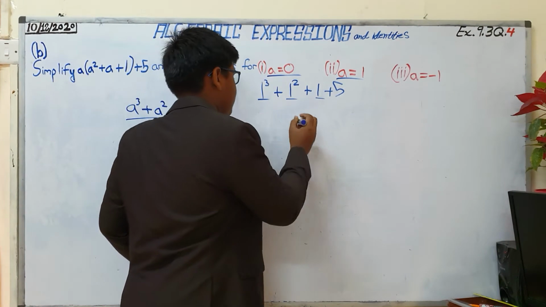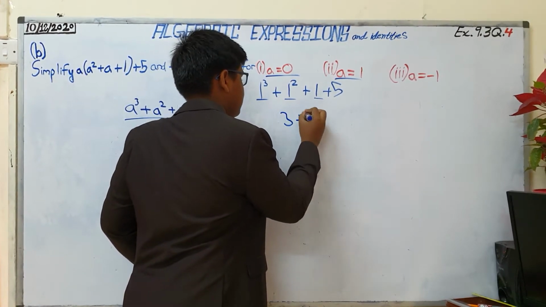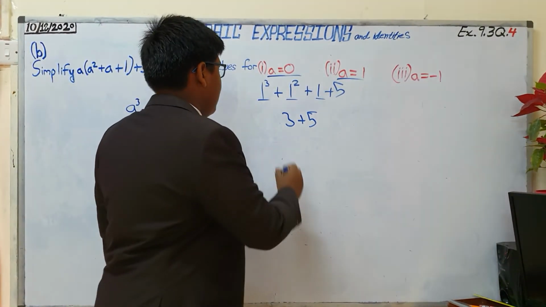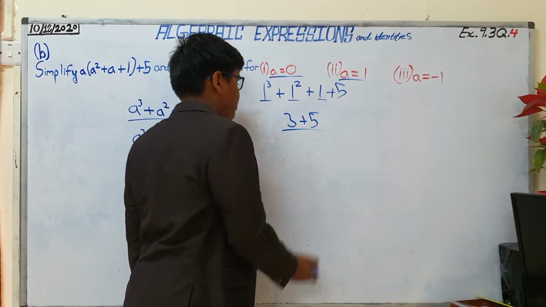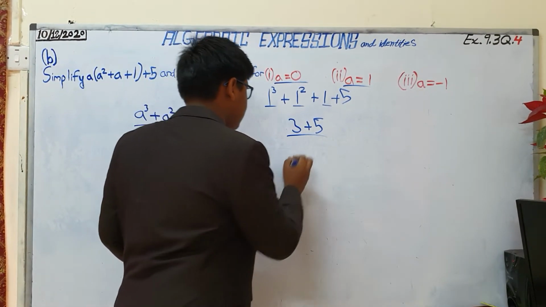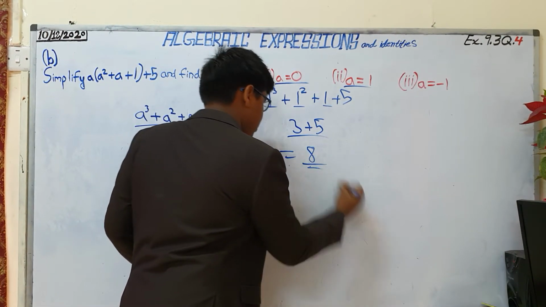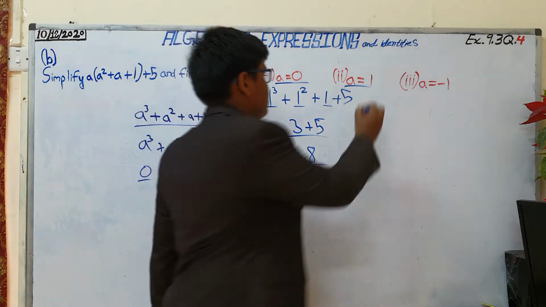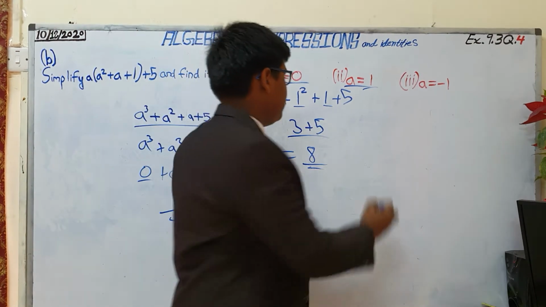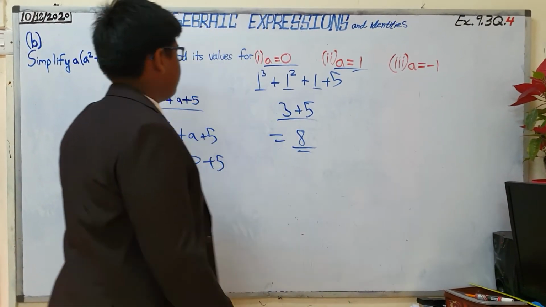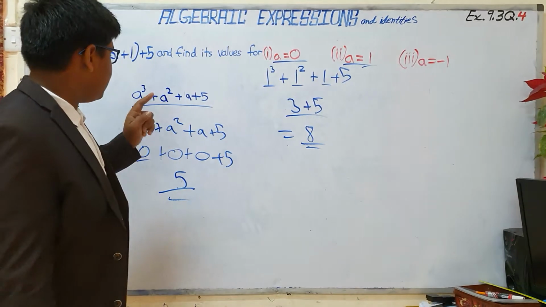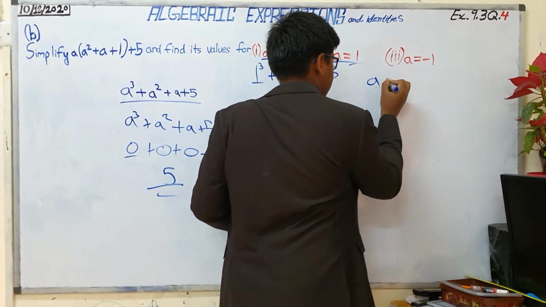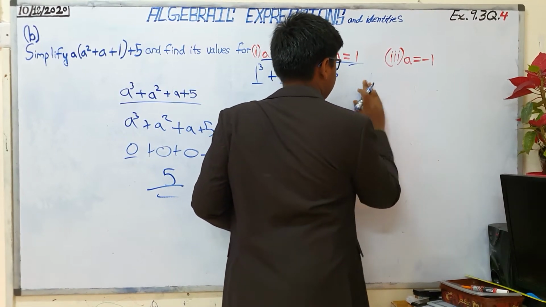So 1 plus 1 plus 1 equals 3. Now we are going to forget about these two powers and directly go for this addition. Now 3 plus 5 equals 8. So this is the answer for the second one. Now let's go for the last one. Now a equals minus 1. Here a cubed plus a squared plus a plus 5. So a equals minus 1.